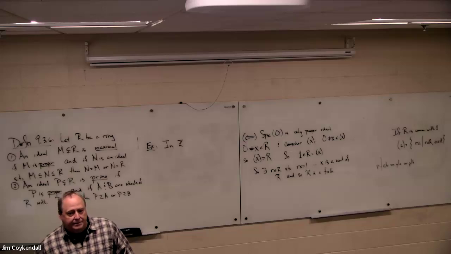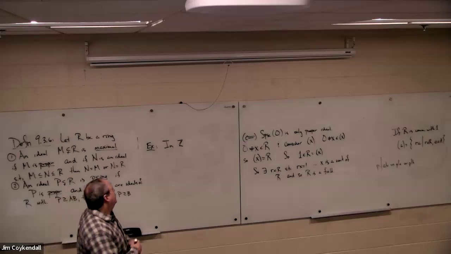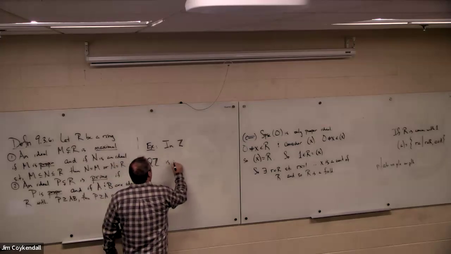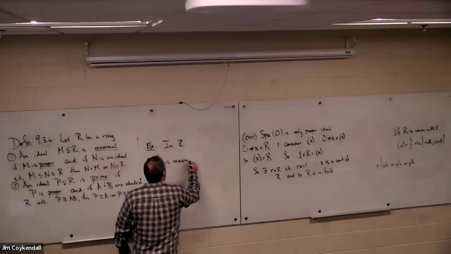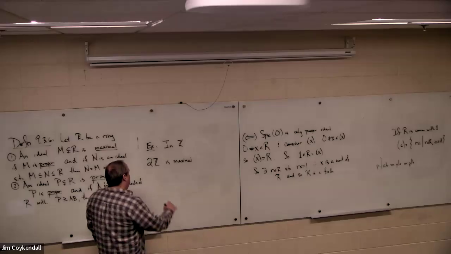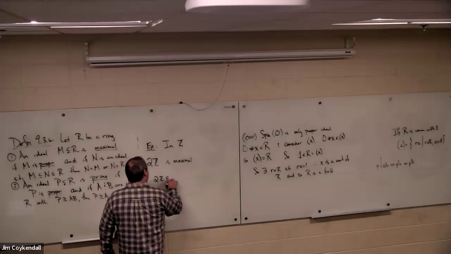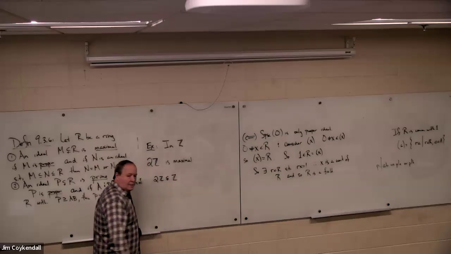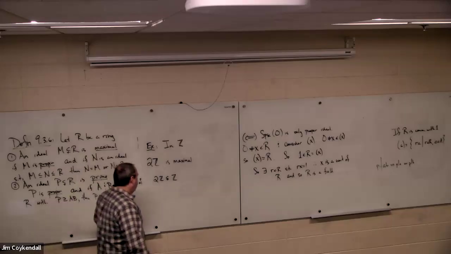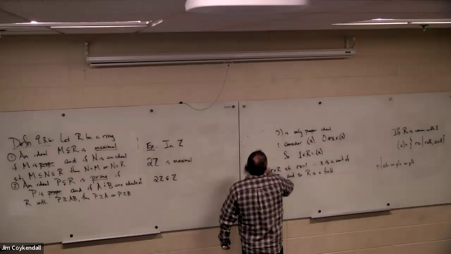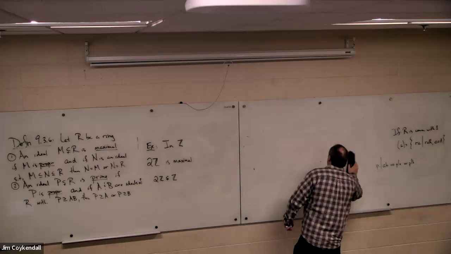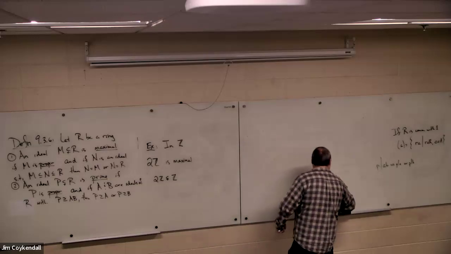So it would have to be generated by a prime number? That might work. How about this, the ideal generated by 2, 2Z? I think we can all agree that it's proper because 1 is not in there. Now, suppose there's another ideal between 2Z and Z.